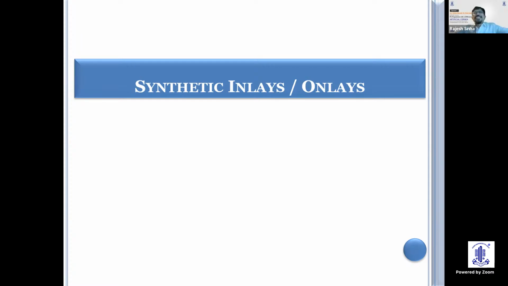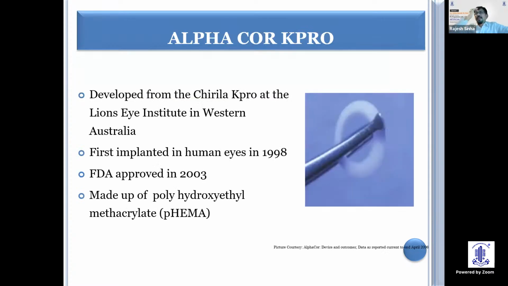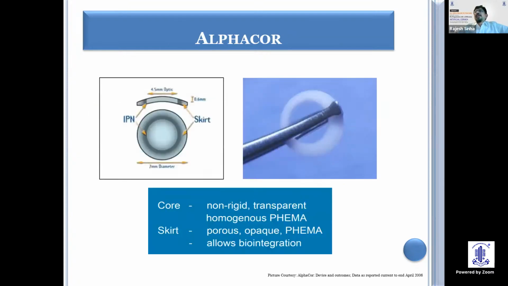Now, coming to some synthetic inlays. AlphaCor was the one which was described as an artificial cornea in a real sense, because it was an inlay into the cornea. And it was first implanted in human eyes in 1998. And it was approved by the FDA in 2003. It is made up of polyhydroxyethyl methacrylate, that is polyHEMA. And this is how it looks like.